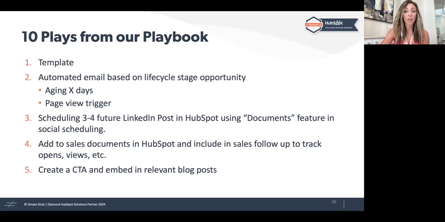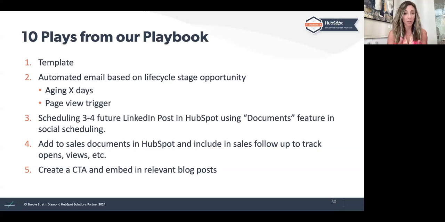Number 5, create a CTA. We do have a video over on YouTube about how to do CTAs in HubSpot, but calls to action are these very specific embedded things inside of our HubSpot blogs and HubSpot pages that we can use to call out action. You can track conversions on that.